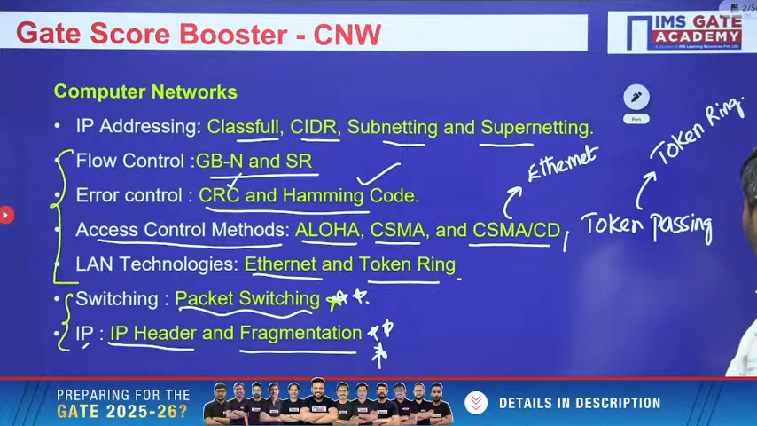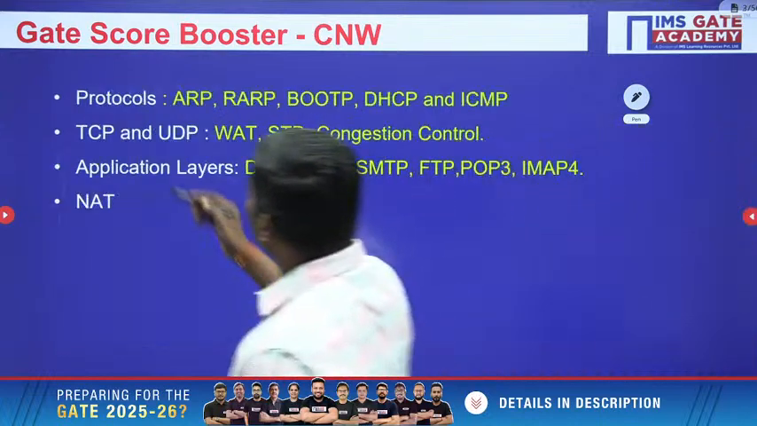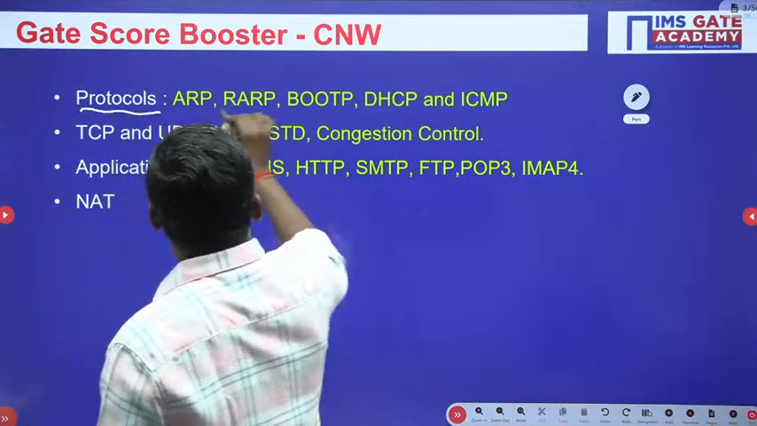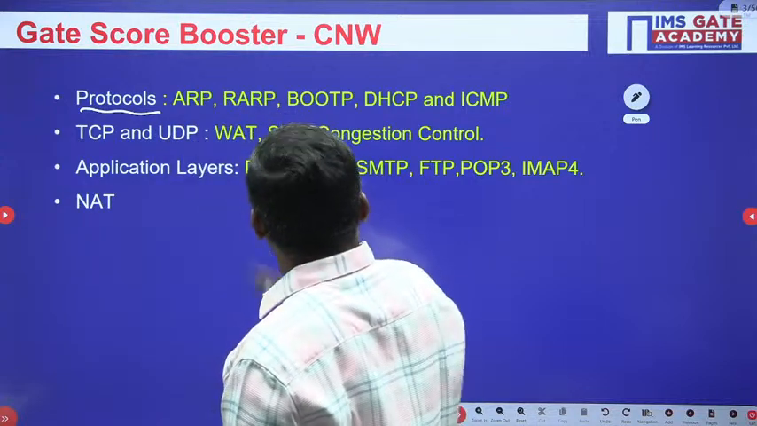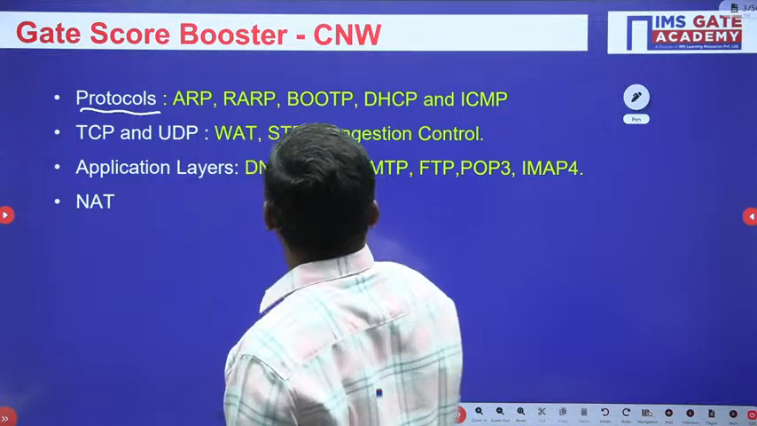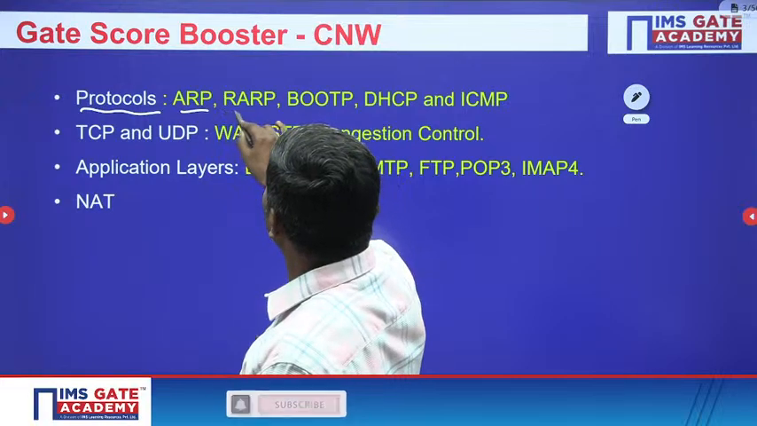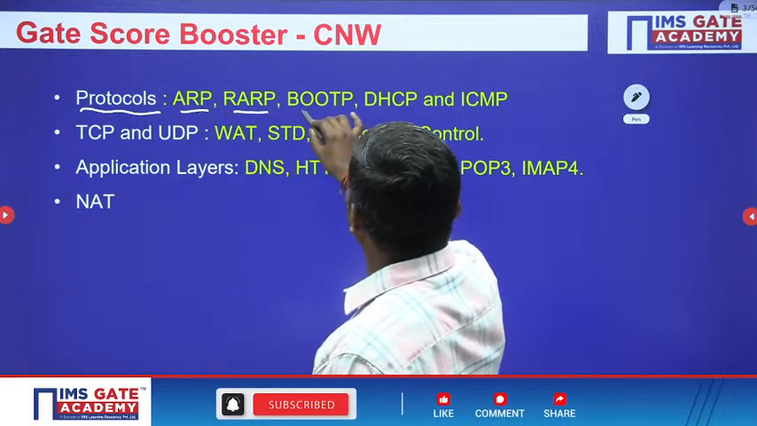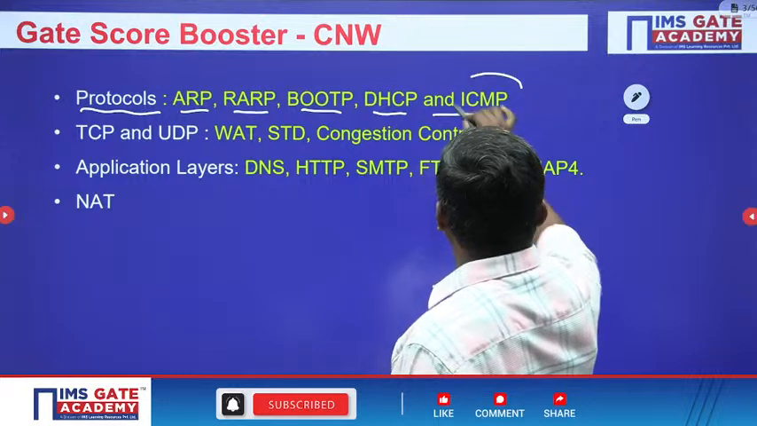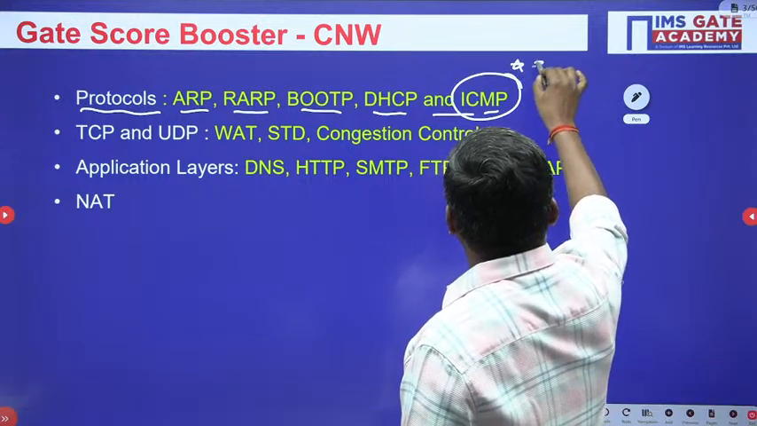These are the things that need to be covered, followed by some network layer protocols. We also support the data link layer; they give a service to the data link layer, like Address Resolution Protocol, Reverse Address Resolution Protocol, BOOTP, DHCP and ICMP. The ICMP packet is very much important, very much important.